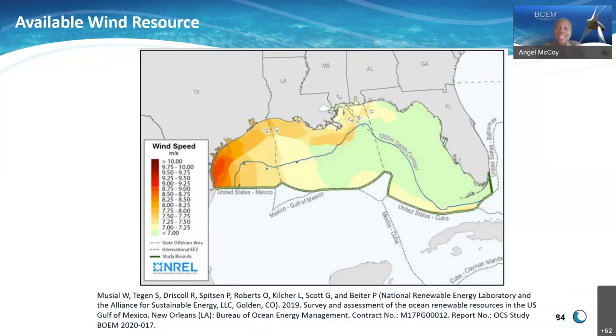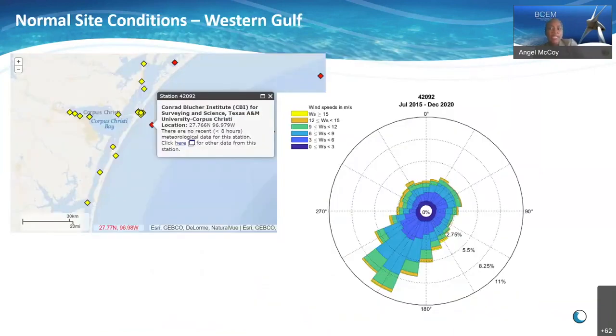So taking a look at this map, I can tell you that areas with an annual average wind speed of about 7 meters per second and greater at hub height are generally considered to have a suitable wind resource for wind development. And so in our next slide, we'll take a look at some more specific areas to see the differences in the wind resource in the Gulf of Mexico.